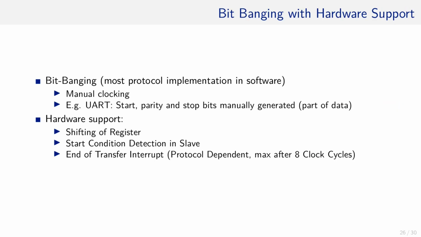So, what do we get by using USI? We have to write the control in software, but we do not have to bit bang the data line. So we get a bit banging with a bit of hardware support. While clocking is done manually, and for instance in UART the parity needs to be computed in software, the hardware automatically shifts the data register, so we do not have to take care of that. Also, we do not have to worry about the start detection in ATtinys acting as I2C slaves in the bus.